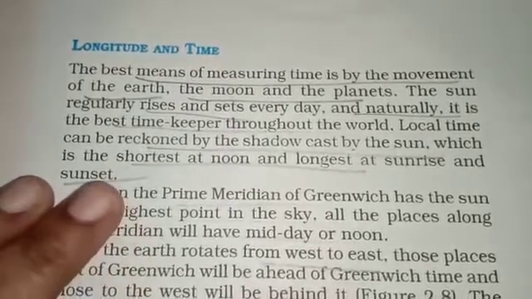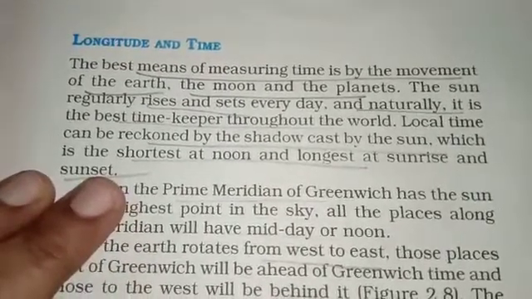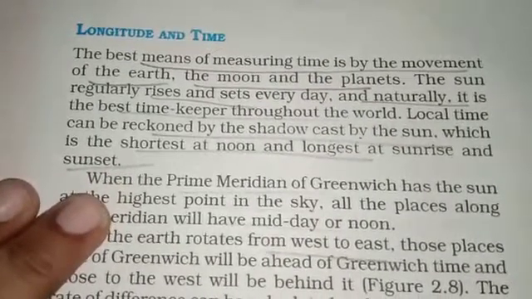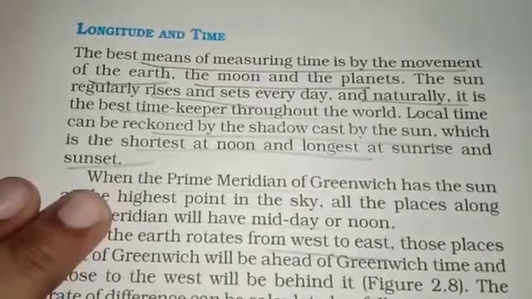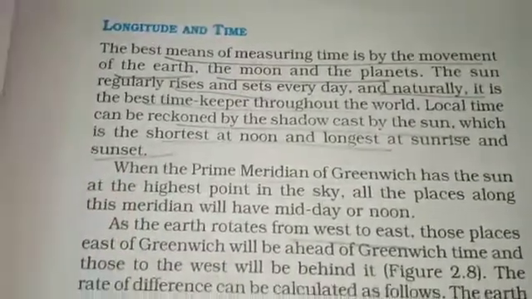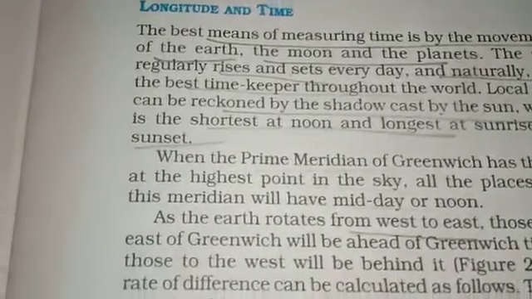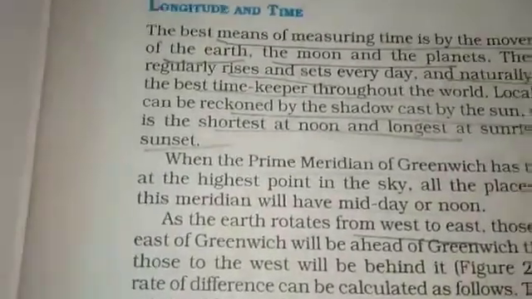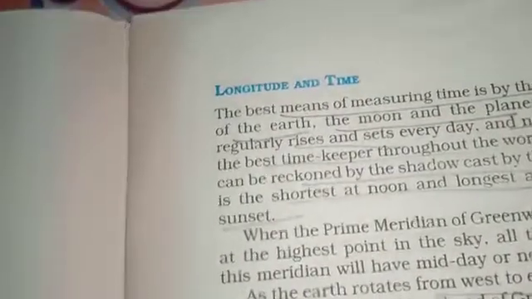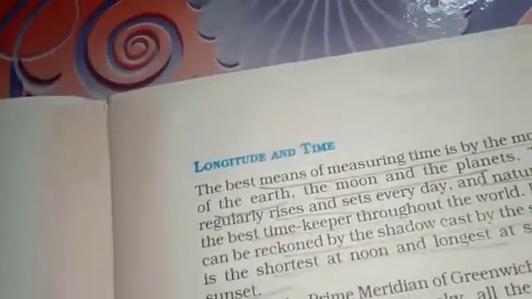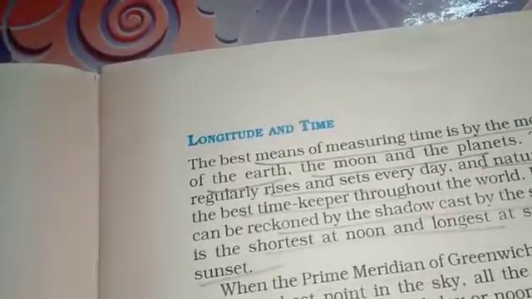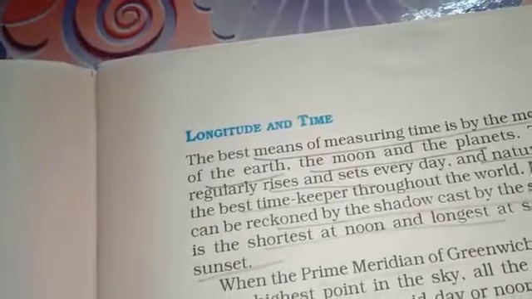Local time can be reckoned by the shadow cast by the sun, which is the shortest at noon and longest at sunrise and sunset. If you are standing directly under the sun at noon time, we can see our shadow, and sometimes we can't see it at all. That means the shadow is only where our feet touch the ground. That time is the noon time.